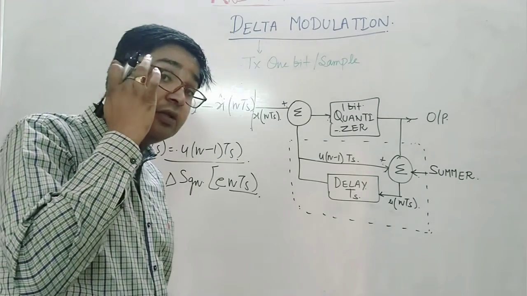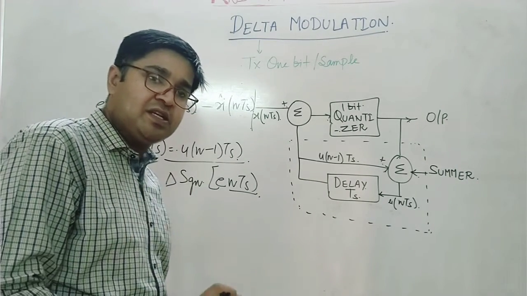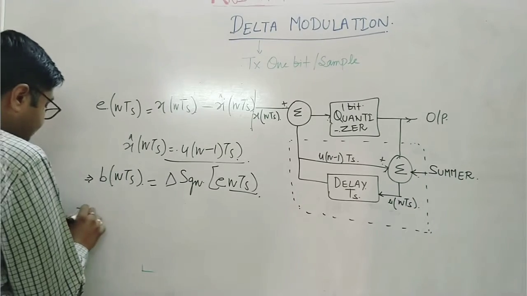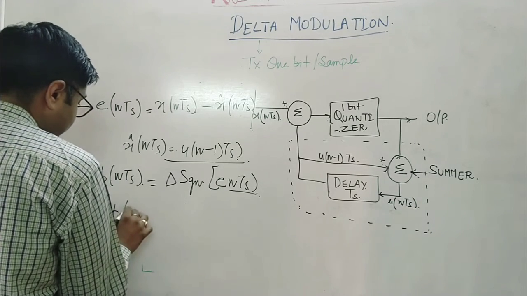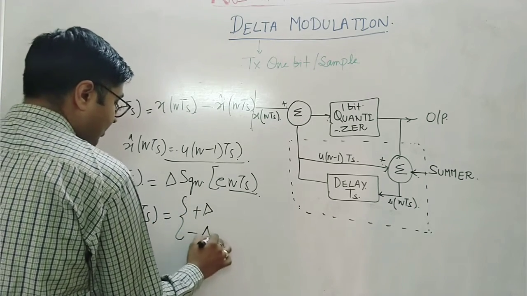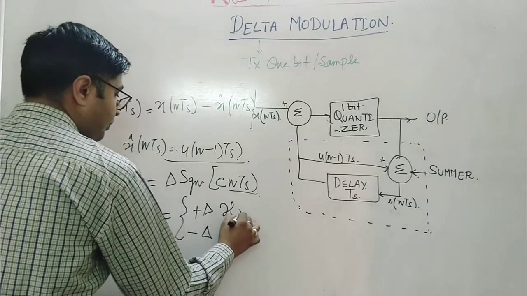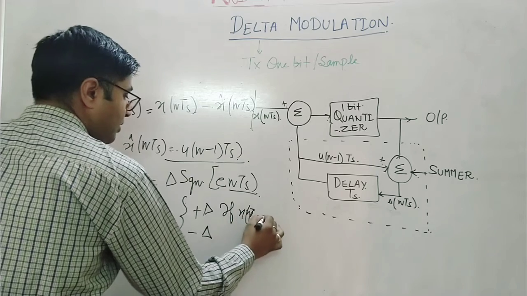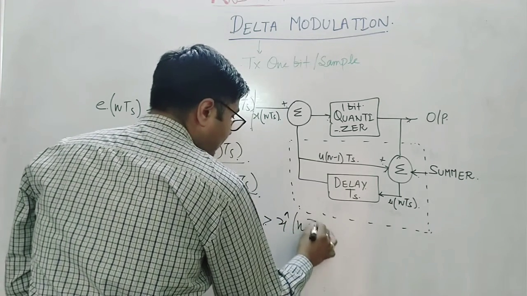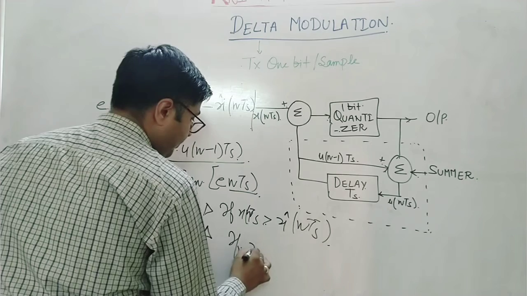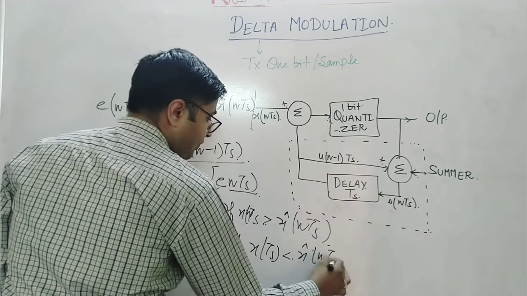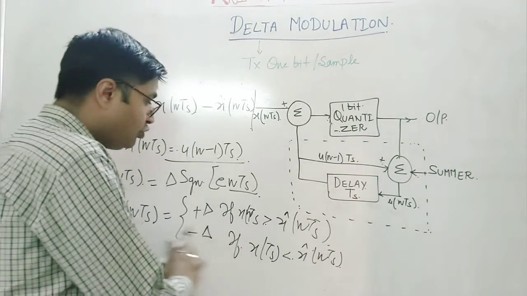It will be based upon the increasing or decreasing. If it is increasing, it will be a plus sign, and if it is decreasing, it will be a negative sign. Now to put it in this equation, P(nTs) equals plus delta or minus delta, if X(nTs) is greater than X cap(nTs), and if X(nTs) is less than X cap(nTs). So this is how you are going to solve it.